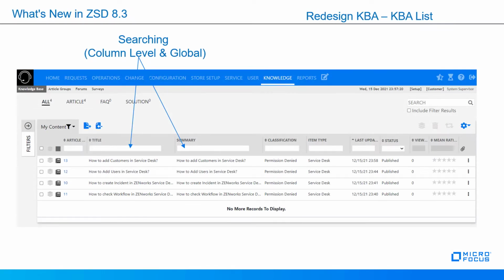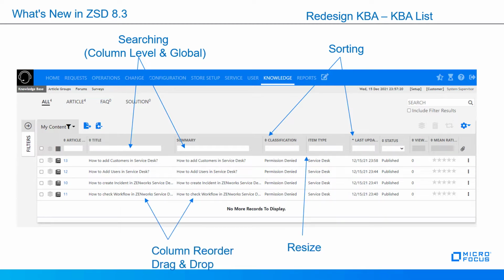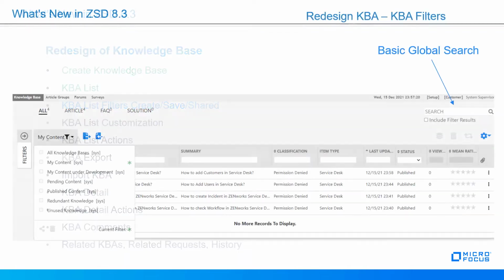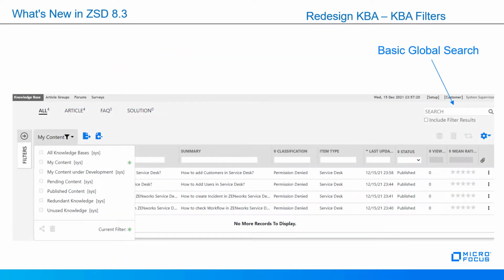There are many familiar components to the knowledge list screen that you're used to in the Technician and Customer Portal. Searching the columns, sorting the columns, column reordering for your convenience, and resizing the columns. These settings are now saved in the database, so next time you log in, it will display the same. Now the KBA List Filters. There is a basic global search over all KBAs in the upper right, with the ability to include filter results, which we will discuss now.